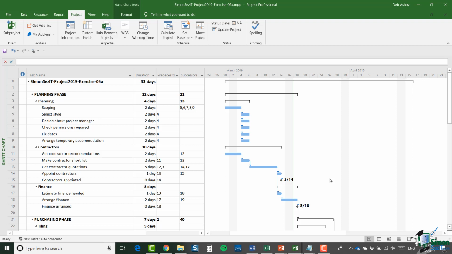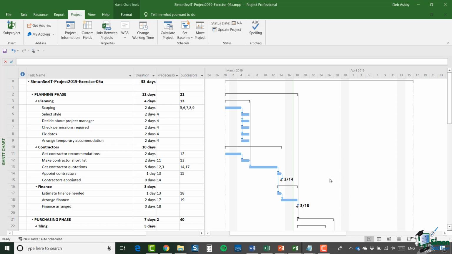What I want you to do in exercise 5 is first of all to put in an hourly rate and an hourly overtime rate for contractors and the plumber. For the contractors, the hourly rate is $22 and an overtime rate of $33. And for the plumber, the hourly rate is $25 with an overtime rate of $35.